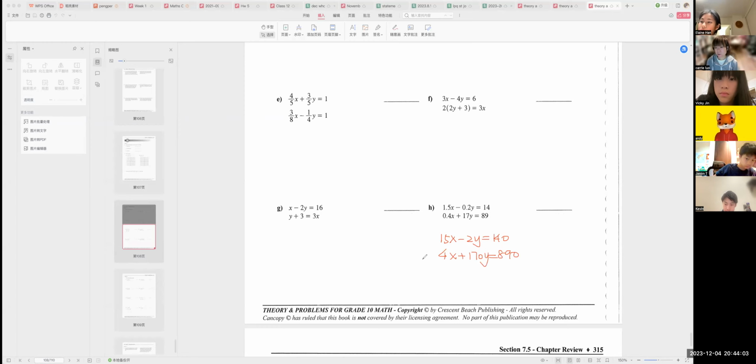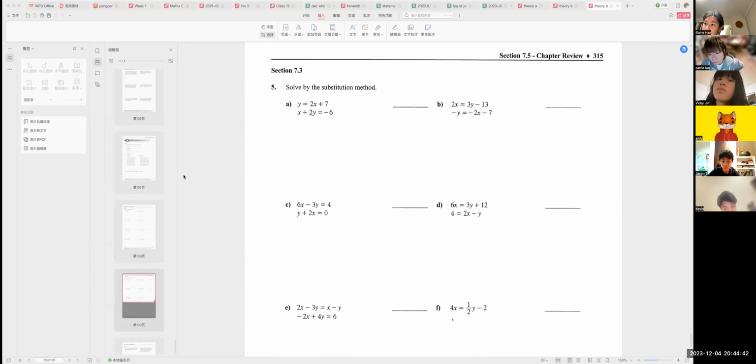But unfortunately, the numbers will go really big. I know. But if you don't want to go that big, there's another way, which is just to change one of them. So 15x minus 2y equals 140. You can just do this one times 2 and this one times 17. So make them like that. It's still a very big number, but the way is the same. Let's take a look at the next one.